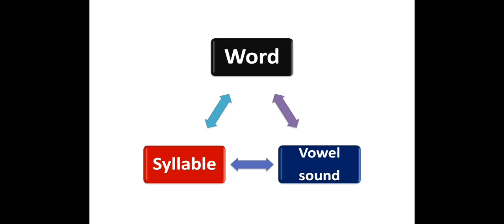To understand word stress, you should know that every word in English has at least one syllable, and every syllable has at least one vowel sound. To understand syllables in detail, you can watch my previous tutorial about syllables, and you can get the link in the description box below. But in short, I'll explain about a syllable.